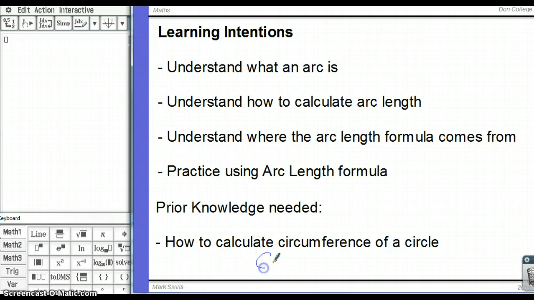In case you've forgotten, the circumference of a circle is 2 pi r, where r is the radius of the circle, and see there, circumference, which is all the way around.